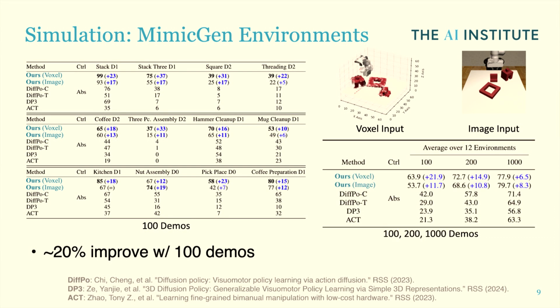We further consider increasing the number of demos. On the right table, we show the average performance across all 12 different environments, but we consider 100, 200, and 1,000 demos. We can see here that our model trained with 200 demos is outperforming all of the baselines trained with 1,000 demos, representing a 5-fold improvement in sample efficiency.